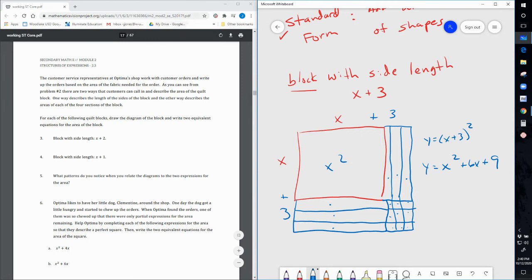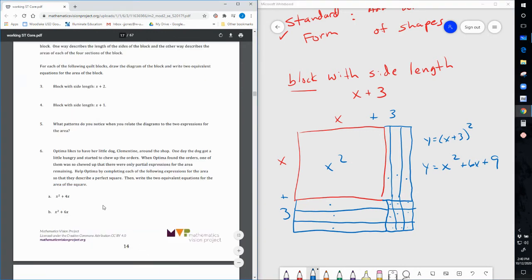Okay? All right. So number 5 is just asking, what patterns do you notice when you relate the diagram to the two expressions? Okay, so what patterns do you notice? There's some things that always happen. So see if you can find out something that's always happening. And if you need help, remind me next week or next class and we'll go over it. All right, here we go.